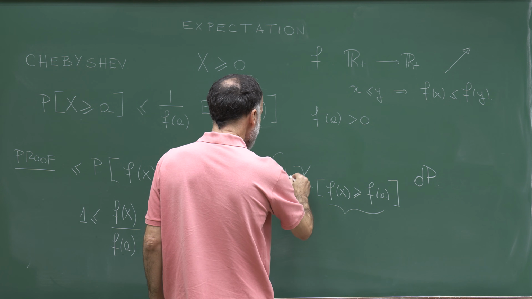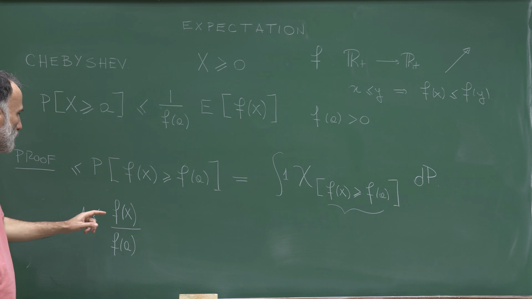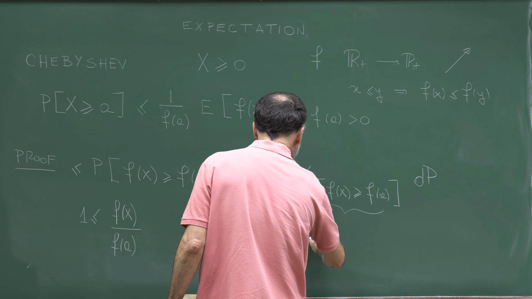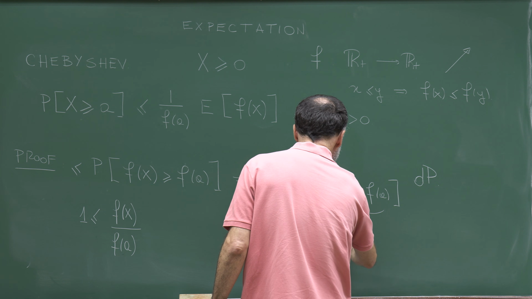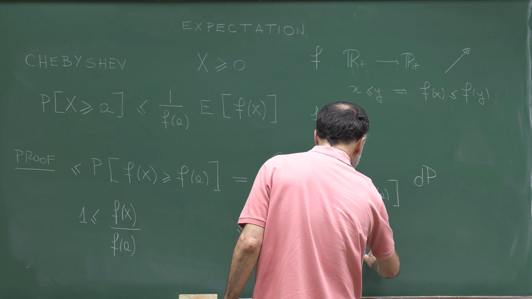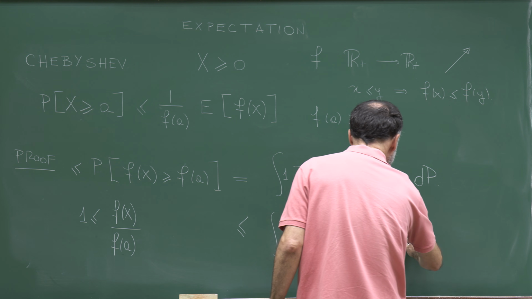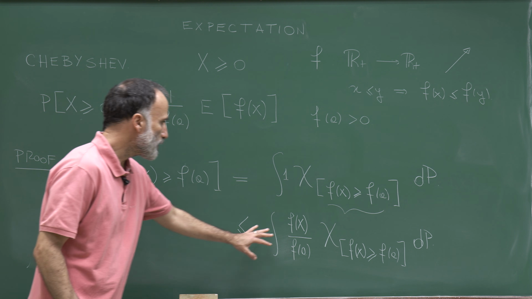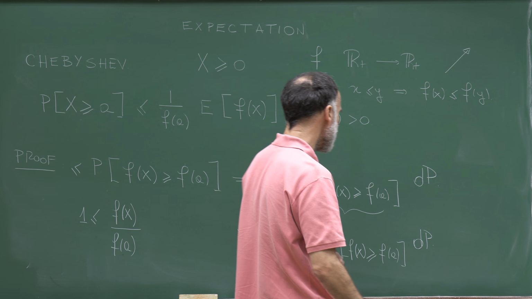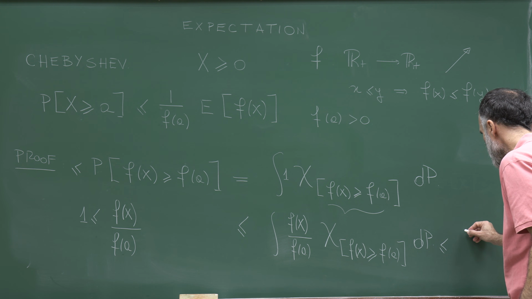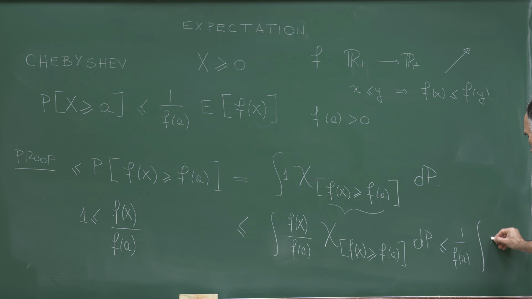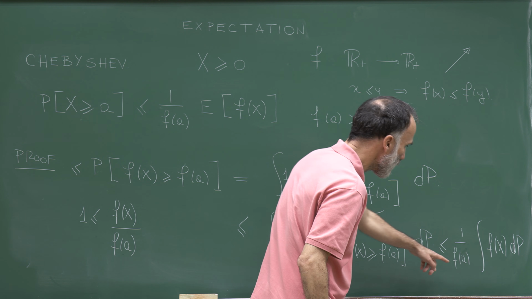Now here I can think that there is a 1 multiplying this indicator function, and that this 1 is bounded by this expression. So this means that this integral here is bounded by f of X divided by f of a times the indicator of f of X larger or equal than f of a, dP. And since these quantities are non-negative, I can just say that this indicator function is bounded by 1, and therefore this is a constant, can be moved out of the integral, and what remains is f of X dP, which is exactly the expectation of f of X divided by f of a.